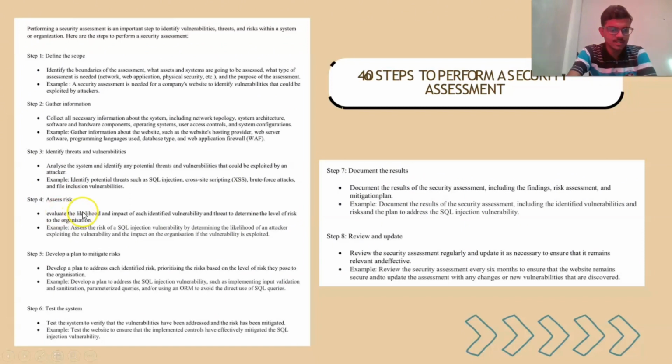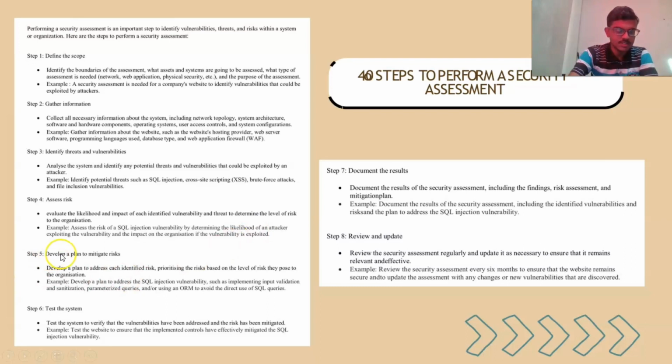Step 4. Assess risk. Evaluate the likelihood and impact of each identified vulnerability and threat to determine the level of risk to the organization. Example, assess the risk of SQL injection vulnerability by determining the likelihood of an attacker exploiting the vulnerability and the impact on the organization if the vulnerability is exploited.